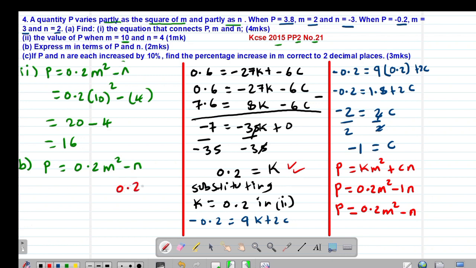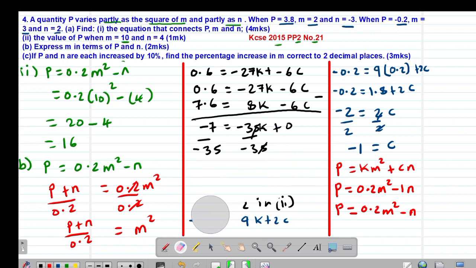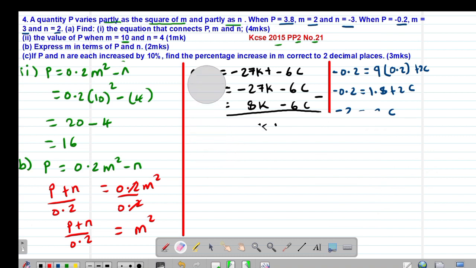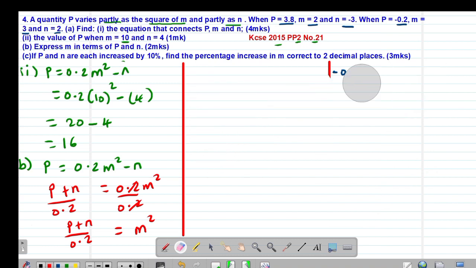So I'll have 0.2 m squared being equal to, I'll take n to the other side, so this will be p plus n. Then I'll divide through by 0.2. I also divide through by 0.2 so that these will cancel out. So that means that m squared will be equal to p plus n, then of course divided by 0.2. We need to make m the subject of the formula. The only way we can achieve that is if we square root both sides of our equation, taking a square root on this side and also a square root on the other side.